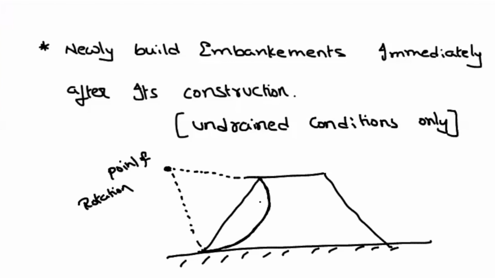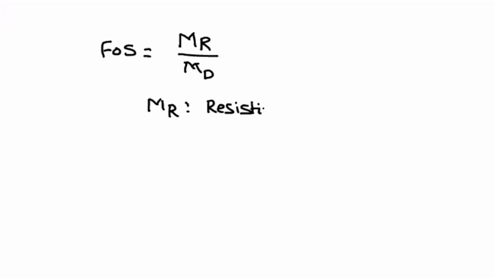If we are talking about rotation, if your rotation is resisted, then failure of the slope will not occur. So here we will find the stability by considering the moment capacity. That means the factor of safety can be written as M_R divided by M_D. Here M_R represents the resisting moment, and M_D represents the driving moment.